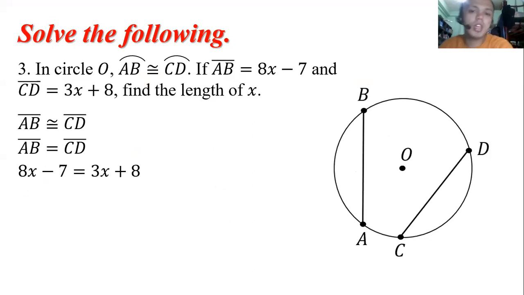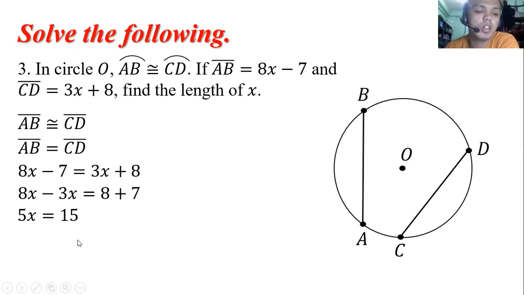Now, your AB here is 8x minus 7, and your CD here is 3x plus 8. Then find the value of x. Transpose 3x to the other side, then we have 8x minus 3x. Transpose negative 7 to the other side, we have 8 plus 7 here. 8x minus 3x is equal to 5x. Then 8 plus 7 is 15. Then divide both sides by 5. Cancel this out. Your x here is equal to 15 divided by 5, which is 3.